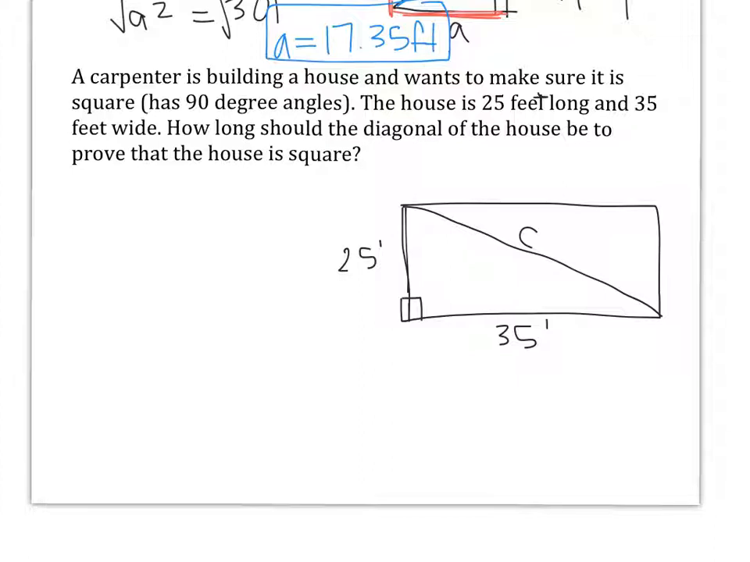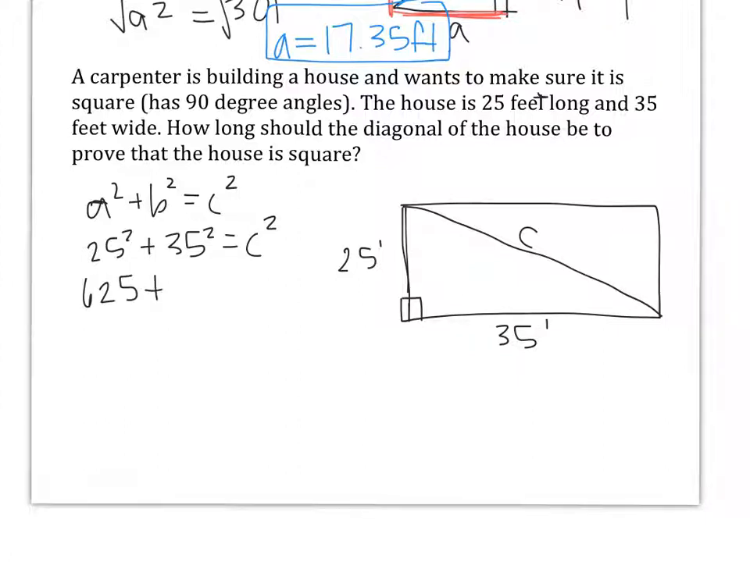So I'm going to set this up in the Pythagorean theorem and say, a squared plus b squared equals c squared. So here, 25 squared plus 35 squared has to equal that c squared. So 25 squared is 625, plus 35 squared is 1,225.